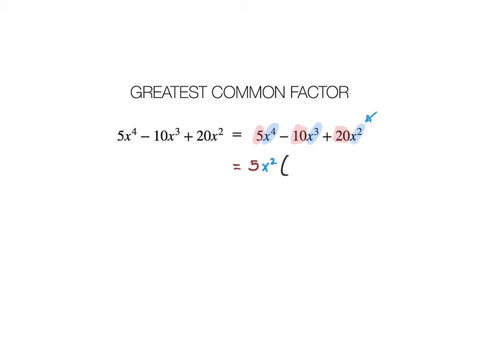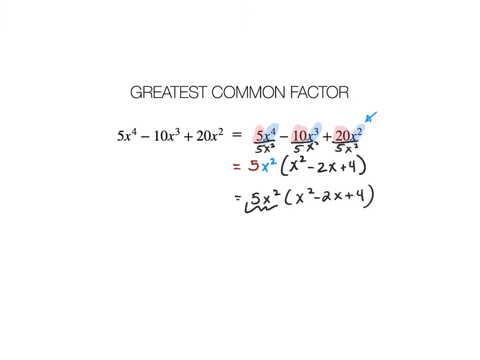And that leaves me with, so I'm dividing this essentially by a 5x squared, leaving me 5 over 5 is 1, and x to the fourth over x squared, I've just reduced that to an x squared. I divide this 10 by the 5. That gives me negative 2, and I take an x squared away from the x cubed, leaving me just an x. And I'm pulling that 5x squared out of this 20x squared, 20 divided by 5 is 4, and x squared over x squared is 1. So I'm going to rewrite that so it's a little neater, but it is 5x squared times x squared minus 2x plus 4. And this is our GCF.